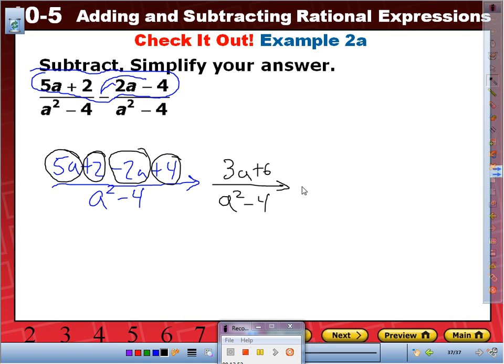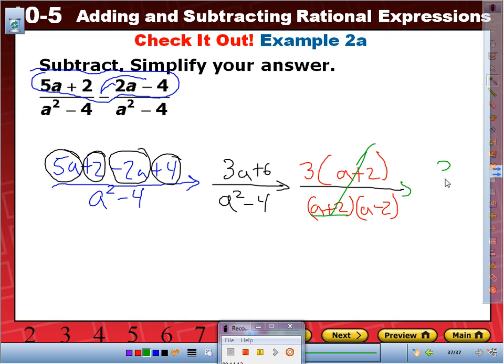What's my GCF for the numerator? 3. I'm left with a plus 2. This looks like a difference of squares, so therefore I get a plus 2, a minus 2. My GCF is a plus 2, so we're left with 3 over a minus 2. Hands up if you got that by yourself. Okay, not bad. So that was 2a.